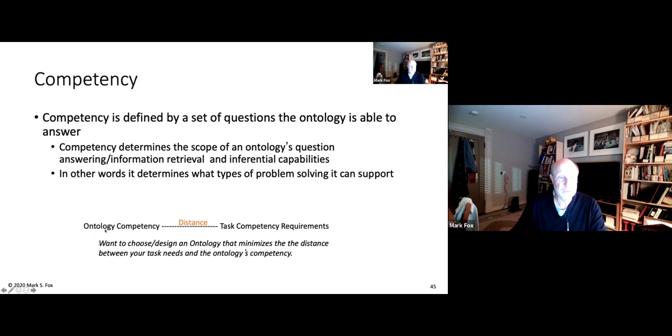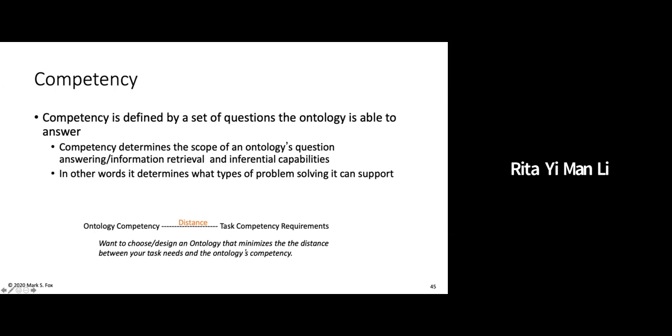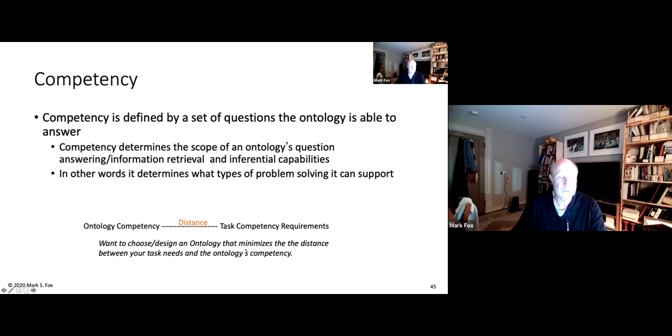The distance between the ontology competency and a task competency is a gap that has to be filled in when engineering an ontology. That is to say, if you start with an existing ontology, its competency, the types of questions it can answer, may not be sufficient for the task. And therefore, we have to fill in the rest of the ontology so we can bridge the gap between the reused ontology and the final ontology that's going to be used to solve the problem.